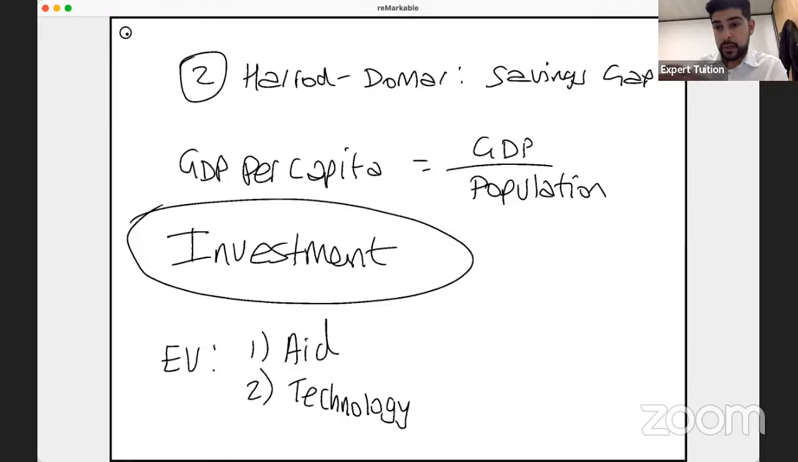So that would be the evaluations for the savings gap. Hopefully that's really, really clear. Right. Cool. That's the limitations to growth and development. I will do strategies to promote growth and development in a second. Sorry, my eyes are really watery.